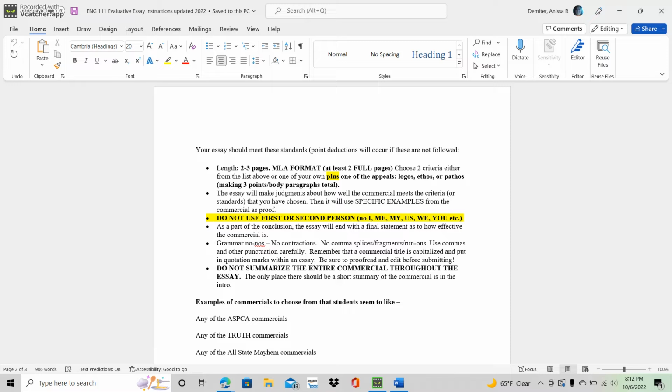You should have 3 criteria. One can be from the list on the previous page, or 2 of them can, and then 3 could be ethos, logos, pathos. You could just use logos and then discuss 2 others from the list. It's completely up to you on what your criteria is. But at least one of your criteria should be one of Aristotle's appeals right here with ethos, logos, and pathos.